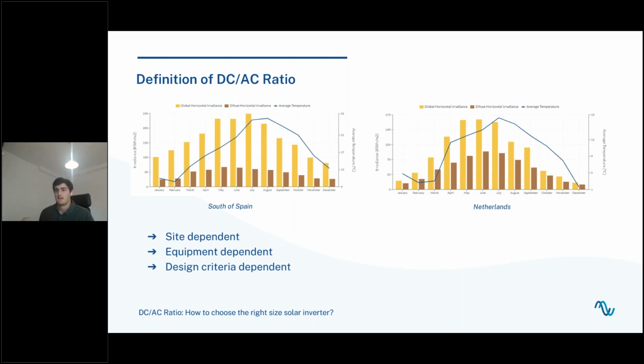Then another dependency that I have included is the equipment. The DC-AC ratio depends a lot on the equipment that we are defining. For example, we are not going to have the same DC-AC ratio when designing with a monofacial or a bifacial module. For bifacial modules, the rated DC power does not consider the back side production that we are getting. So we may think that with bifacial modules, the DC-AC ratio objective may be a bit lower.